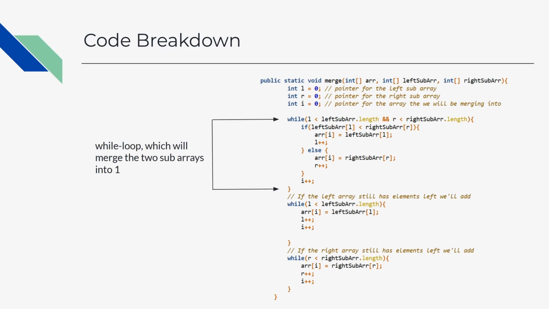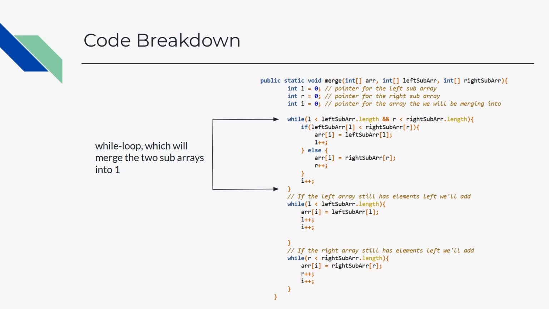Next, we can see a while loop. This while loop will merge the two subarrays into one, but there is one catch. This while loop will end its process if either the left subarray or the right subarray reaches the end. So it doesn't actually add all the elements from both of the subarrays into the array. It will end if one of the subarrays reaches the end.